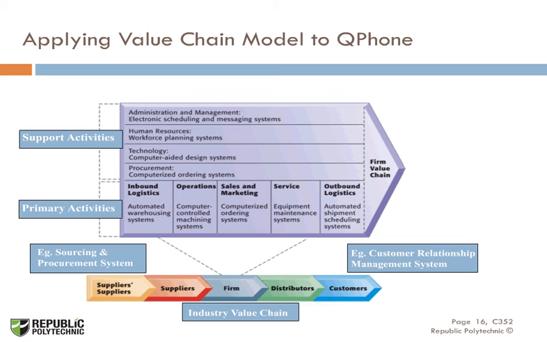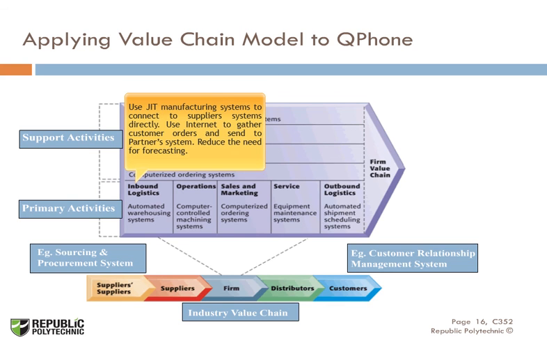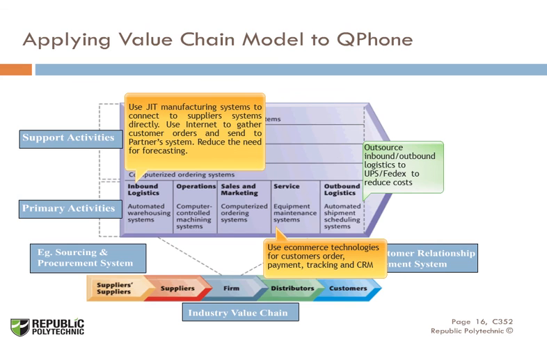Let us start with inbound logistics. Here we use JIT manufacturing systems to connect to supplier systems directly. Use the internet to gather customer orders and send them to partners' systems directly. This reduces the need for forecasting. In addition, we can outsource inbound and outbound logistics to UPS and FedEx to reduce costs.